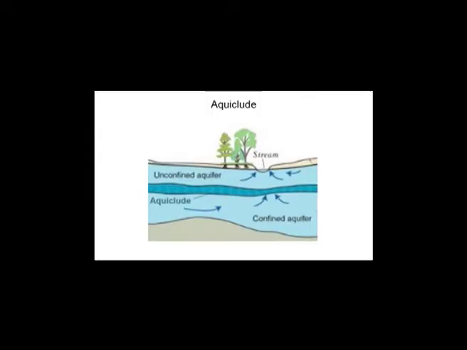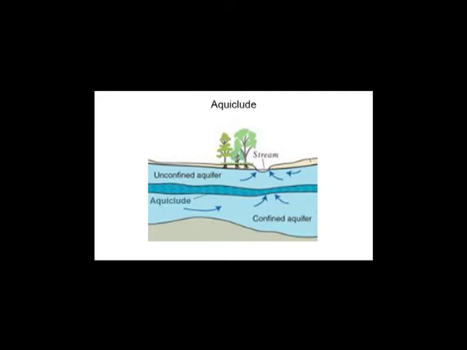Aquiclude is a solid impermeable area underlying or overlying an aquifer. So, in this layer it has porosity, but it is not allowing the water to pass through it. That means, permeability is less. If the impermeable area overlies the aquifer, pressure could cause it to become a confined aquifer. So, this is the depiction for the aquiclude.